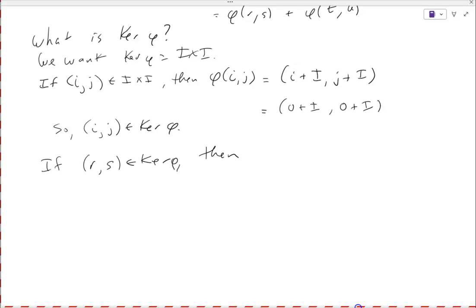All right. Let's go back to some algebra. What does it mean to be in the kernel again? It maps to 0. Good. So phi of r comma s is 0 plus I comma 0 plus I, right?